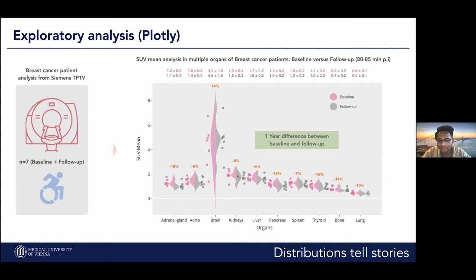But the violin plots tell much more. For example, there is a change in distribution in spleen and thyroid. In spleen, you have a distribution which seems unimodal, whereas after the treatment, it spreads out more. And the same is true for thyroid as well. So for us, these kinds of distribution plots tell us a lot of stories on how to link physiology with the organ uptake values.